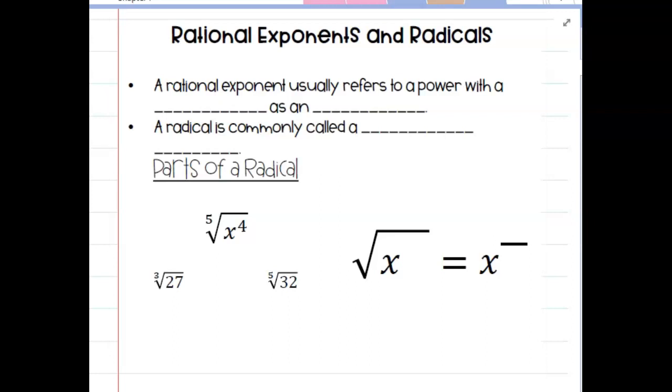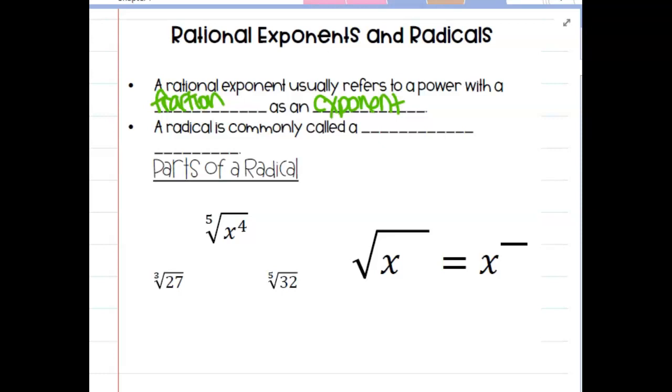So on your little handout here, it says a rational exponent usually refers to a power that has a fraction as an exponent. What we can do, like I mentioned, is we are going to learn today how to go back and forth between the rational exponents. We're going to turn it into a radical.